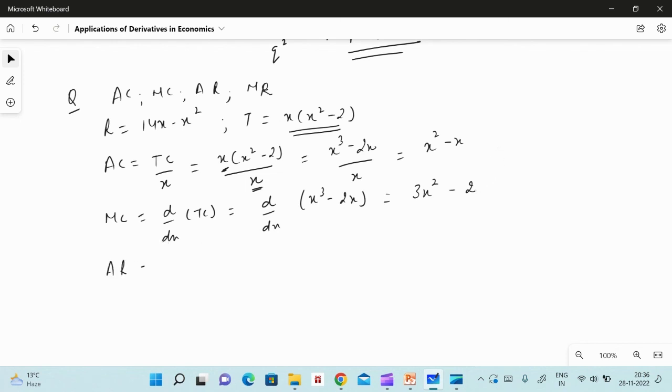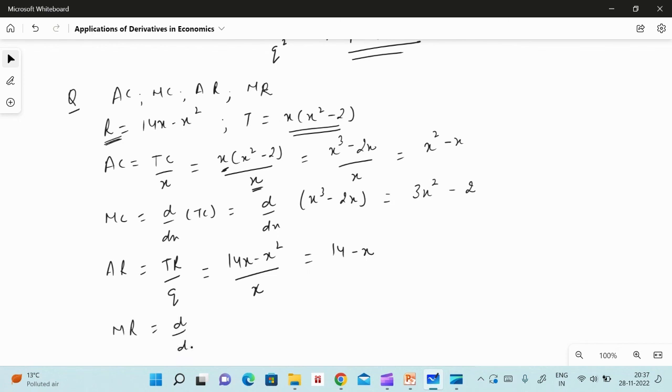Then we have average revenue, and the formula for average revenue, if you remember, is total revenue divided by Q. So this is my total revenue: 14x minus x square divided by what is Q here? x. It is x, right? In this question, we have taken it as x. So I will write it like this. So I will get 14 minus x. So this is my average revenue.